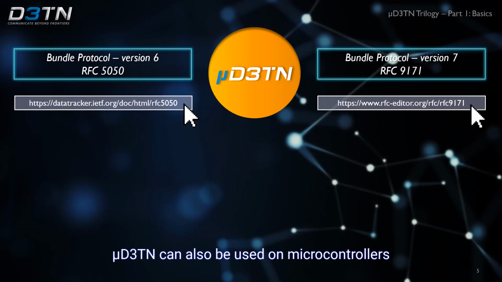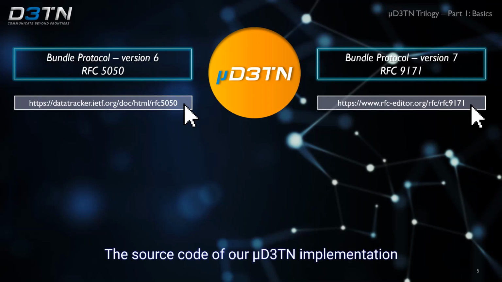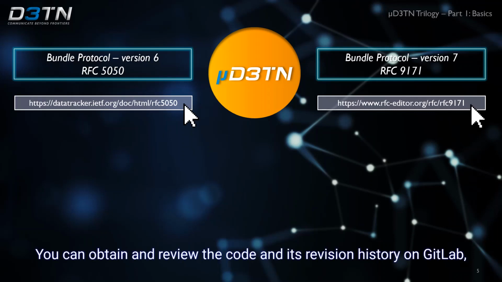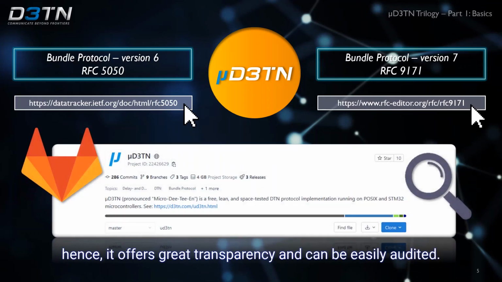µD3TN can also be used on microcontrollers in addition to POSIX-based systems due to its lean and hardware-near programming. The source code of our µD3TN implementation is BSD and Apache licensed and thus free. You can obtain and review the code and its revision history on GitLab, hence it offers great transparency and can be easily audited.